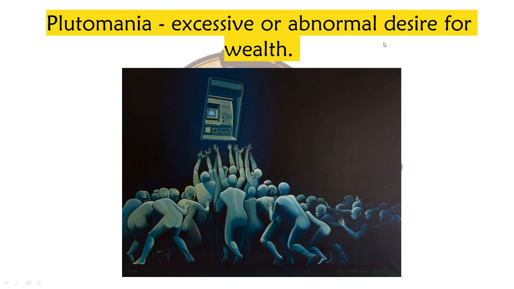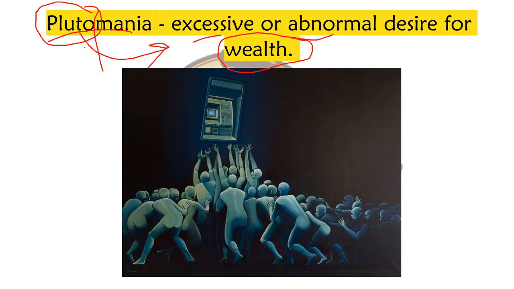Next is plutomania. You might have also heard plutocracy, right? Plutomania is an excessive or abnormal desire for wealth. Do not Google this if you know it already. You know what plutocracy is, and now you know the meaning of plutomania. I want you to write down the meaning of plutocracy in the comment section below, using the trick I told you, where you remove this word and just use the root word.